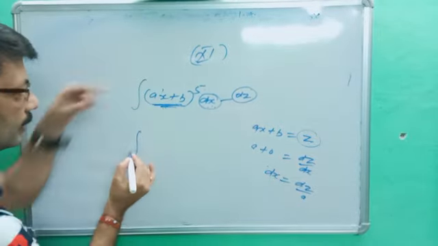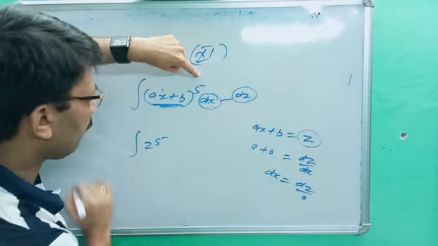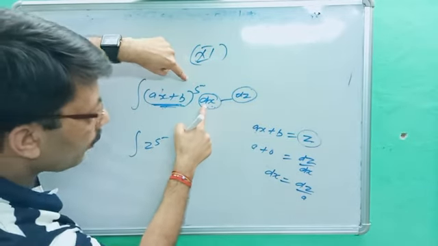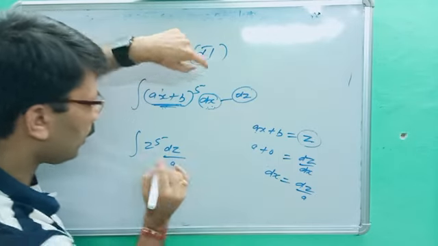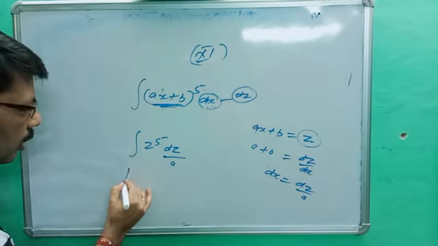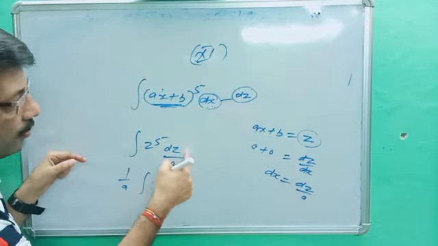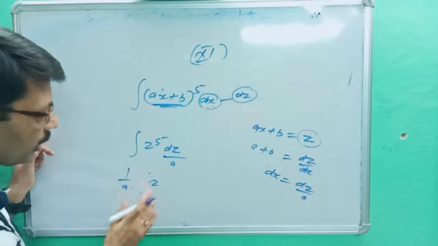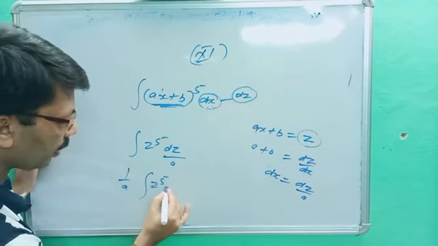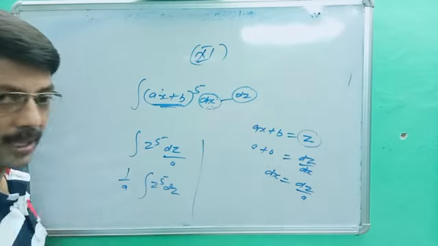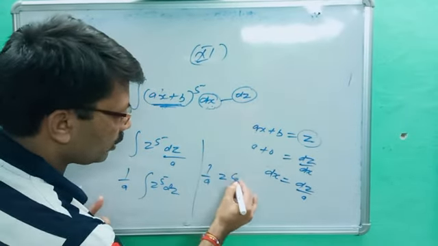So we get the integration of z power 5, and the value of dx is dz upon a. Very easy. A is a constant, so 1 upon a comes out. Integration of z power 5 dz, and you can integrate directly or take one more step. Now integrate it: 1 upon a, z power 6 upon 6.